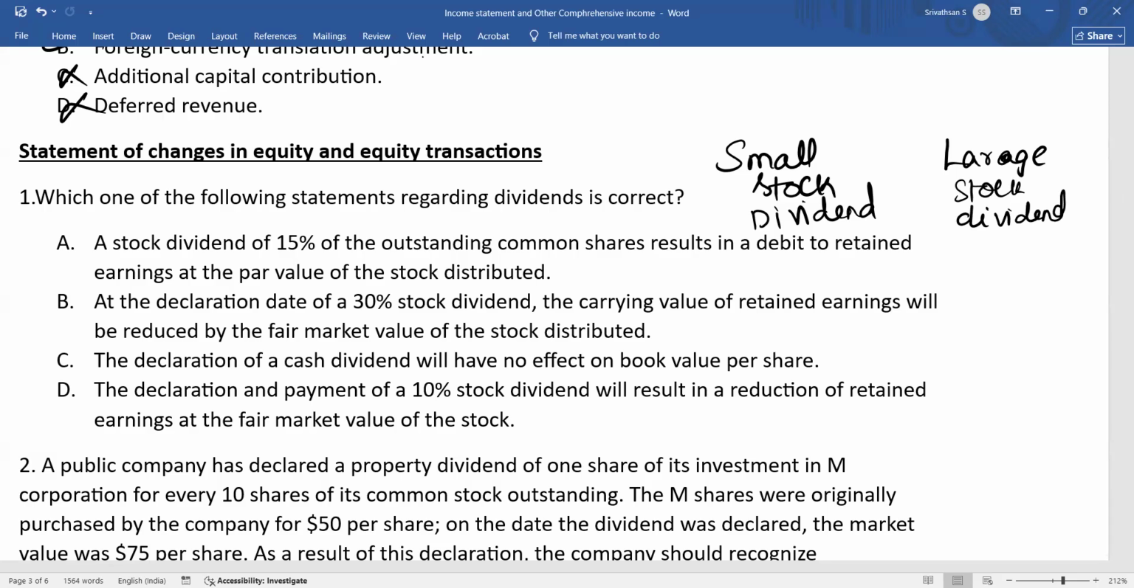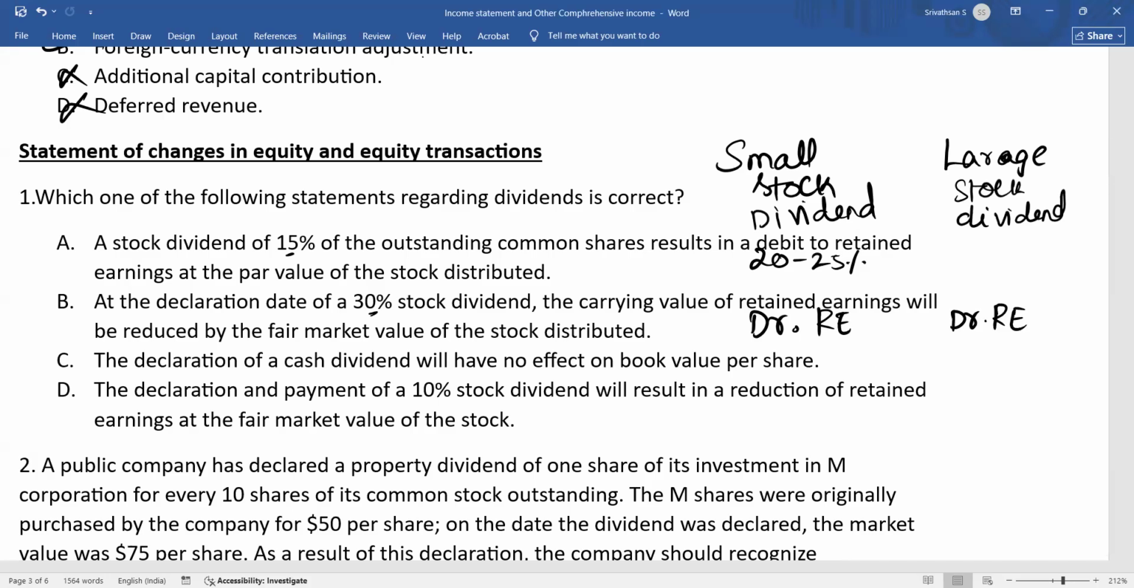How to identify this? If the percentage given in the question is somewhere between 20 to 25%, then we call it a small stock dividend. If it is greater than 25%, like 30%, we call it a large stock dividend. Now, the journal entry for small and large stock dividends is almost the same, which we will discuss in the subsequent questions. In both cases, we debit retained earnings.